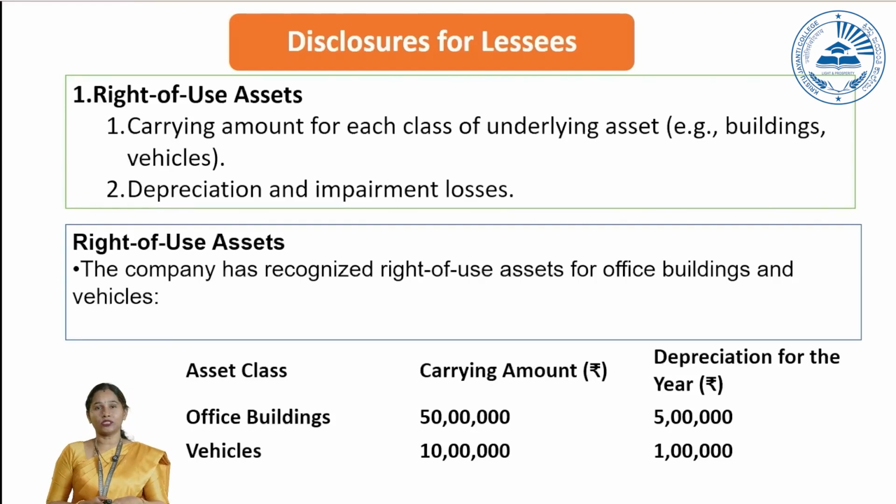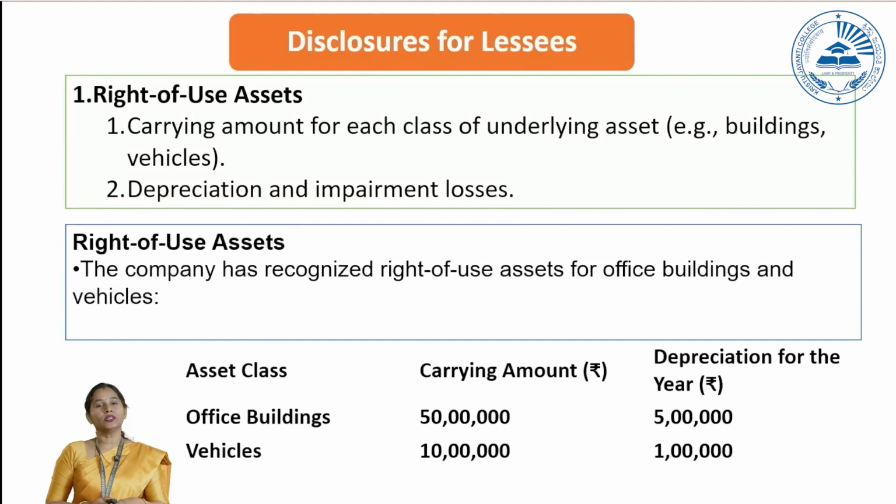There are 5 important points. The first point is right of use assets. We know the meaning. What is meant by right of use assets? Whenever a building is taken for a lease period, or when a company takes a particular vehicle on lease, that particular asset will be called a right of use asset. When the lessee gains a right to use a particular property, they need to disclose certain information in their financial statement.